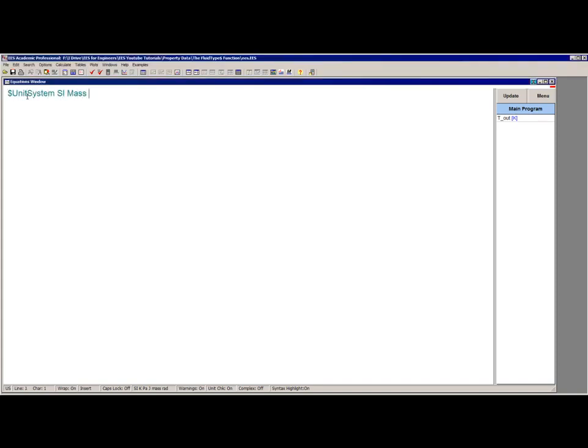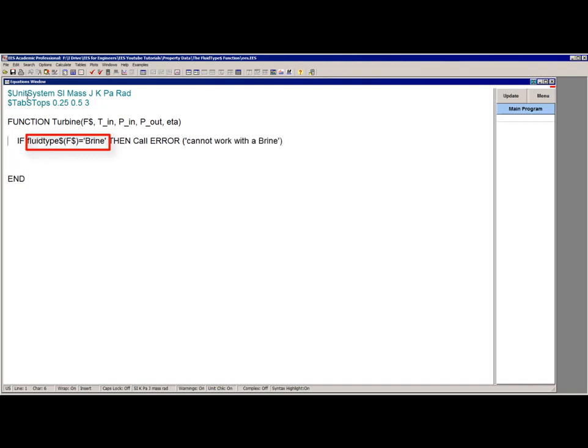So for example, let's write a function to determine the outlet temperature of a turbine given its isentropic efficiency. Functions are discussed in section 3.2 of Mastering EES, and the inputs to this function include the fluid name in the string $, as well as the input temperature and pressure, T_in and P_in, the outlet pressure, P_out, and the isentropic efficiency of the turbine, eta. We would like this function to work if it is called with either an ideal gas or a real fluid, but we don't expect it to work with either a brine or an incompressible substance. Therefore, our first step is going to be to check if the fluid name contained in the string $ is a brine or an incompressible substance, and, if it is, call the error procedure, which will terminate the execution of the EES program. The error procedure is discussed in section 3.9 of Mastering EES.